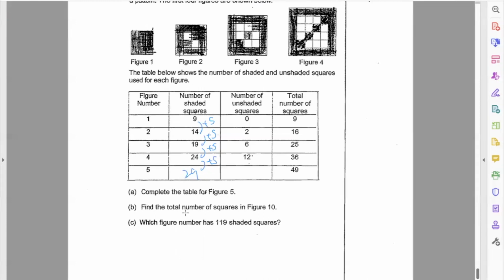Now let's look at this pattern. You'll notice that this is 3 times 3. 9 is 3 times 3. It's square numbers. This is 4 times 4. This is 5 times 5. 6 times 6. 7 times 7. So if it is pattern 5, it is 5 plus 2, squared.